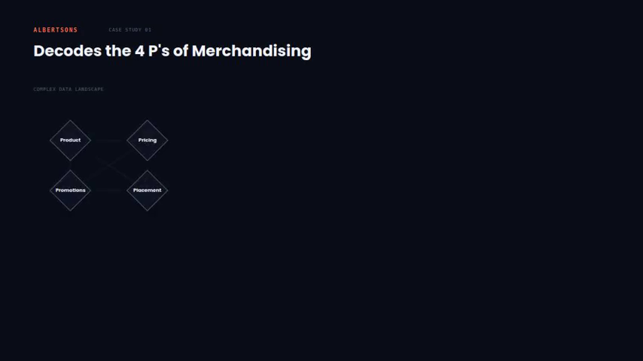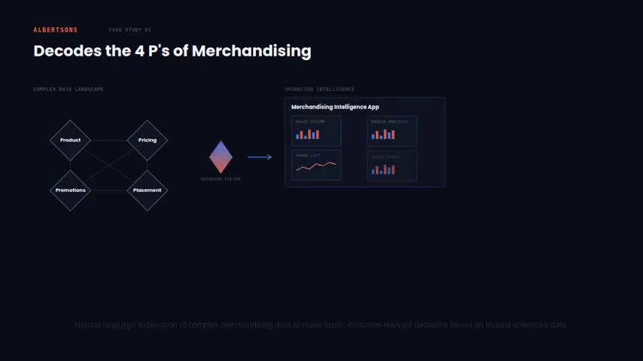Albertsons used Genie to decode the 4 P's of merchandising: product, pricing, promotions, and placement. That's a genuinely complex, tangled data landscape. Genie's decoding filter turns it into organized intelligence, a merchandising app showing sales volume, margin analysis, promo lift, and stock levels, all explorable in plain natural language.